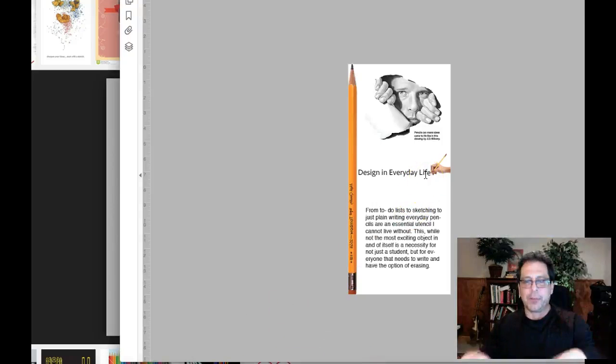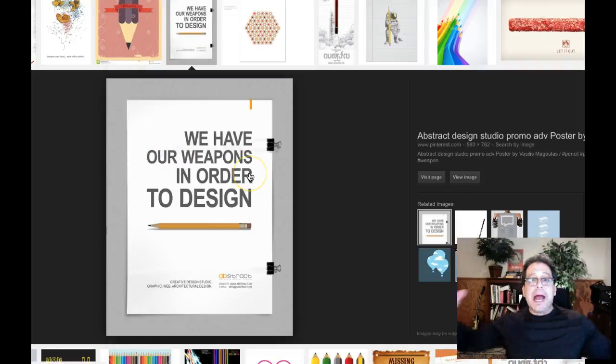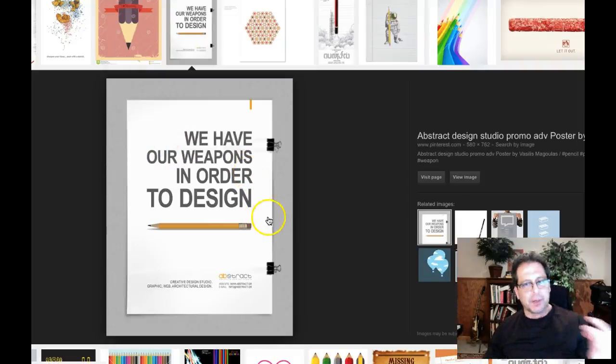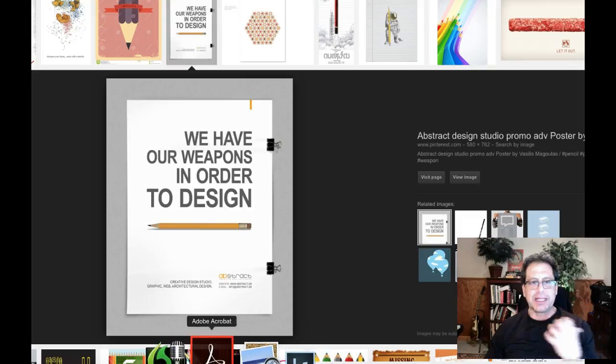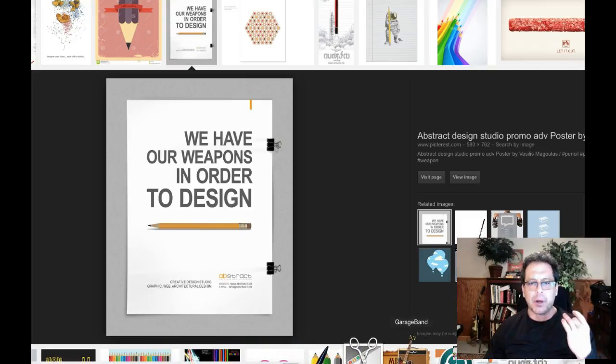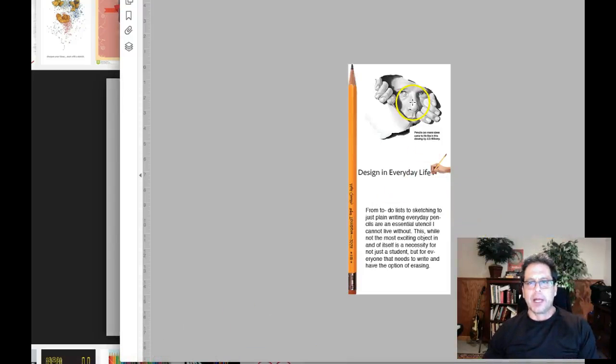And no offense, but here's what I'm seeing. I'm seeing design in everyday life. From to-do lists to sketching to planning, everyday pencils are essential. I'm not seeing, wow, we have our weapons in order to design. Do you see what I'm saying? So I just think that your composition could use typography a little bit more, in a more exciting way. Let's go back to your piece and there are a couple of things going on in the piece, Anna.